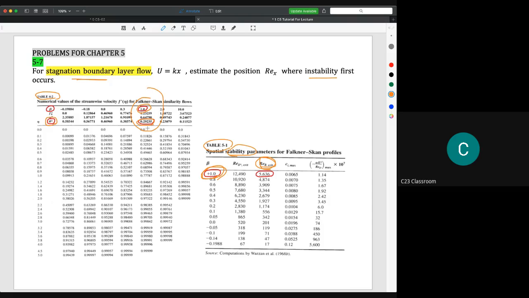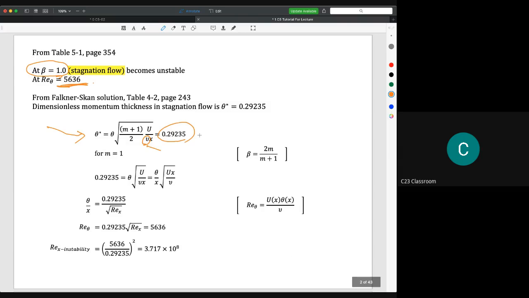So we found that it is equal to 0.29235. And then we know if beta is 1, so we could take m is equal to 1. So how to calculate this one? We refer to this equation. If you substitute the value of beta equal to 1 here, you will find that m also equals 1. And then we could substitute in this term.